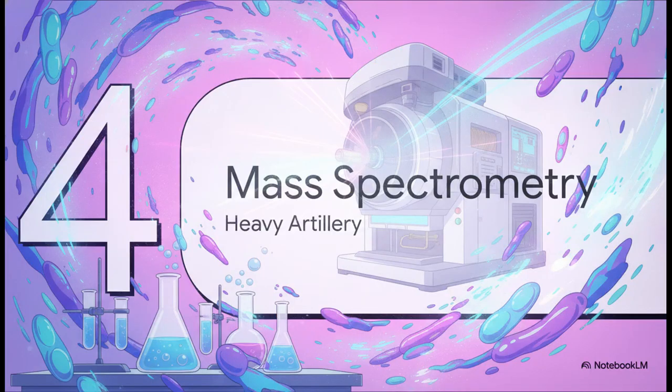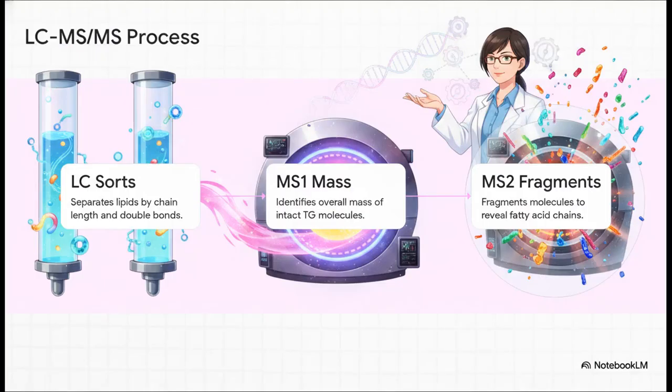Which brings us to our heavy artillery, Section 4, Advanced Mass Spectrometry. By utilizing liquid chromatography with tandem mass spectrometry, or LC-MS/MS, we can bypass that annoying glycerol problem entirely. First, the liquid chromatography physically sorts the intact lipid molecules based on their fatty acid chain lengths and double bonds.